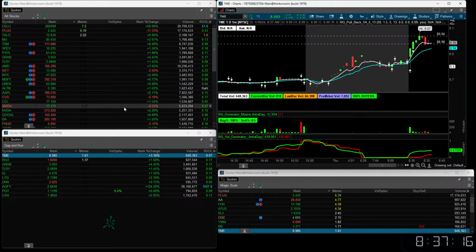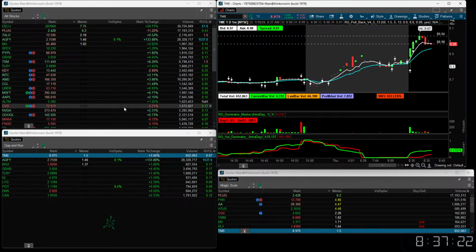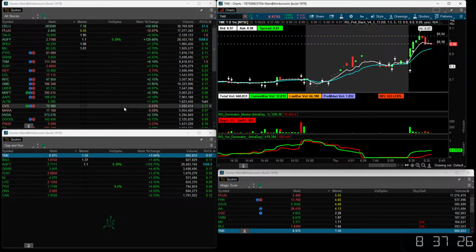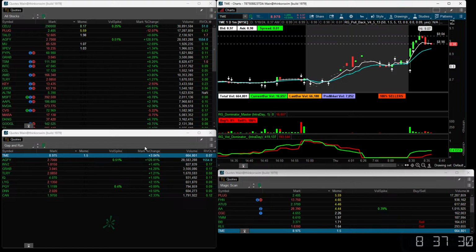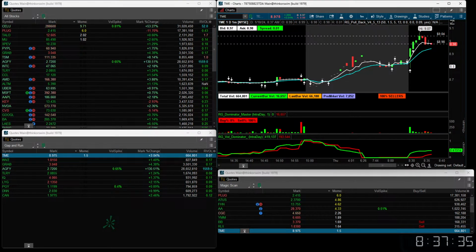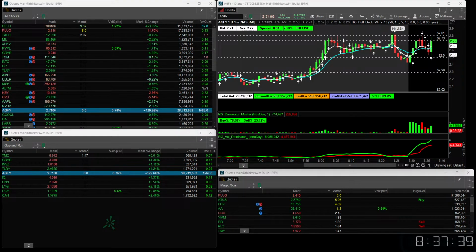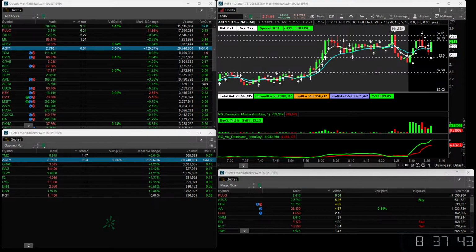The SPY is kind of just channeling, squeezing, consolidating, whatever you want to call it. And AGFY is playing between support and resistance.